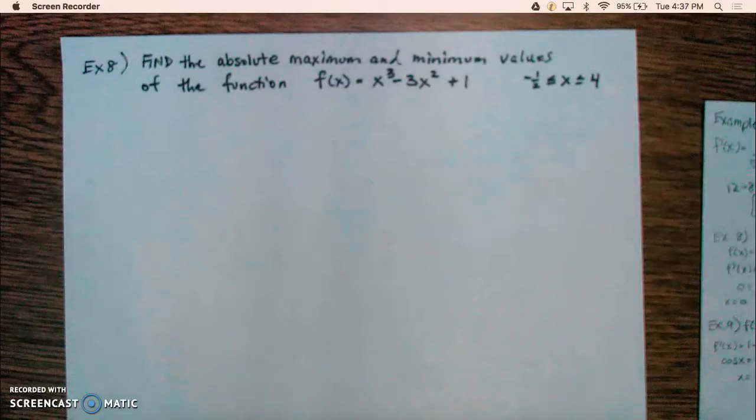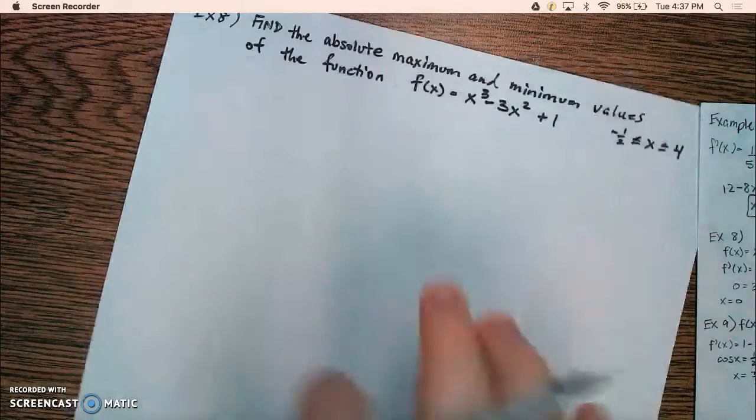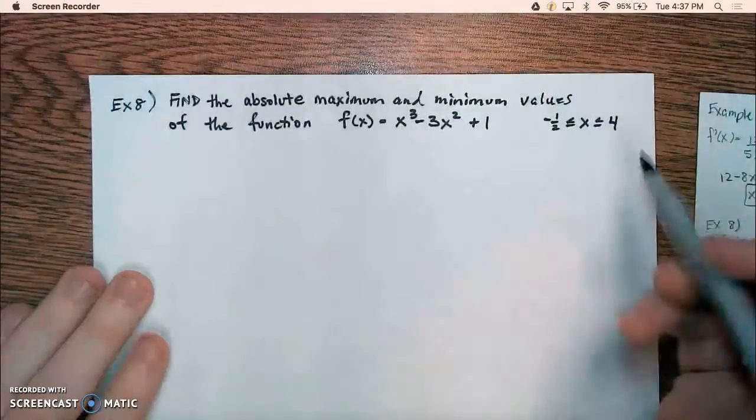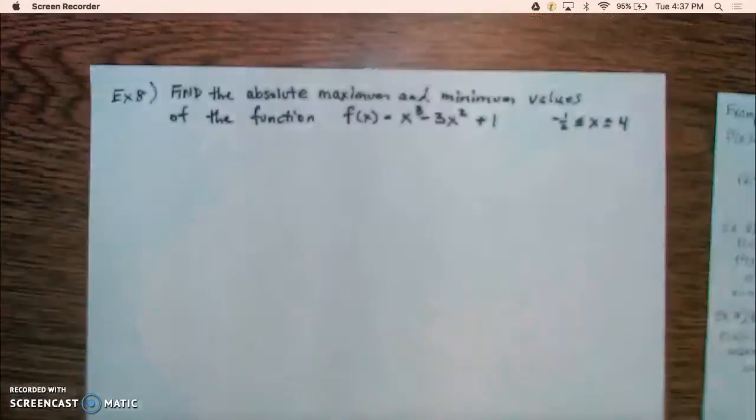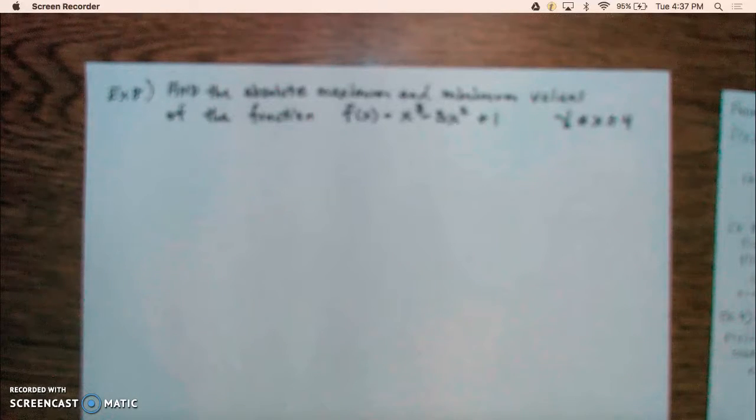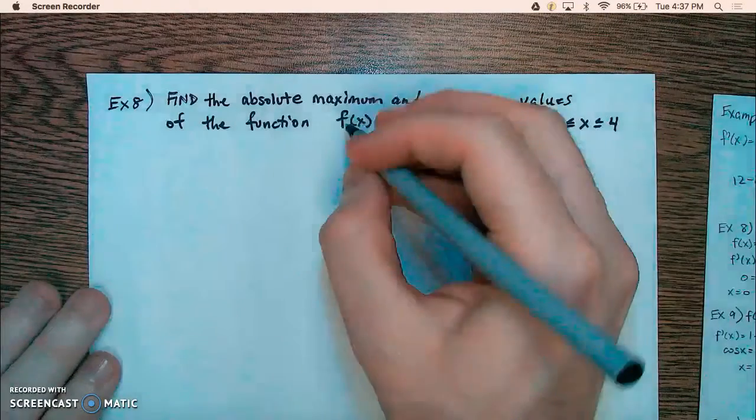In example A, we're finding absolute maximums and minimums of this function, and then they give you an interval. So we've got endpoints to the function. And so what we're going to do is find the derivative and set it equal to 0 and find our critical points first. So I've got a function. Let's find the derivative of it.